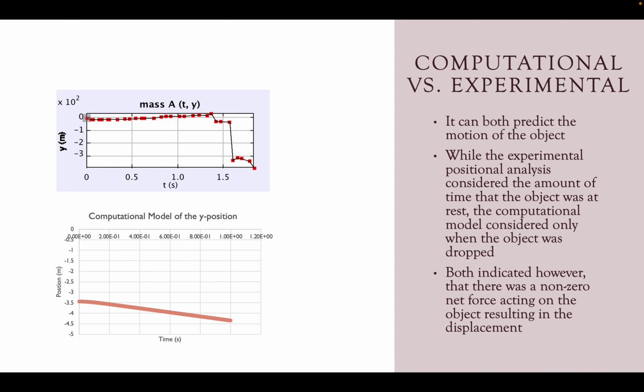While the experimental positional analysis accounted for the amount of time that was at rest, the computational model considered only when it was dropped. However, both indicated that there was a non-zero net force acting on the object, resulting in the displacement.